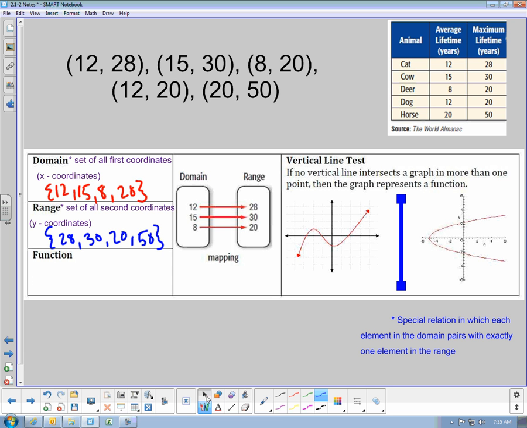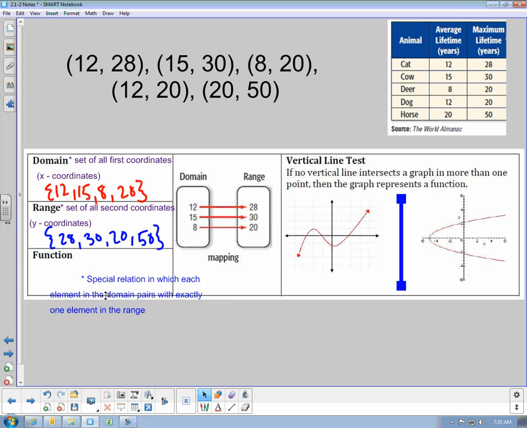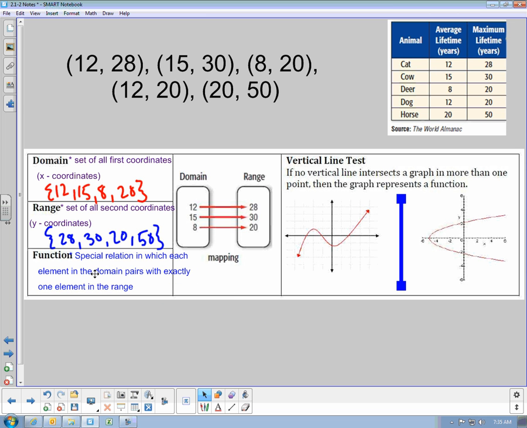And then a function, here's the special thing about a function. A function is a relation in which each element in the domain pairs with exactly one element in the range. And basically what that's saying is that no element in the domain is allowed to repeat. No x value repeats.